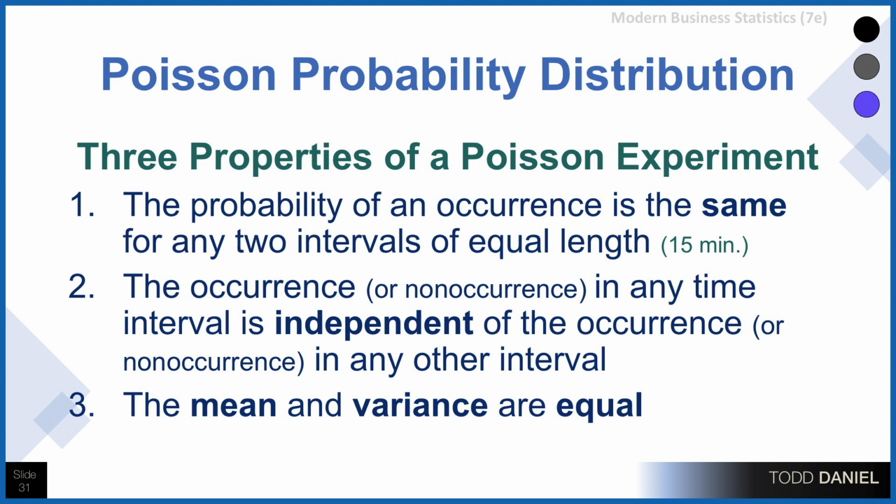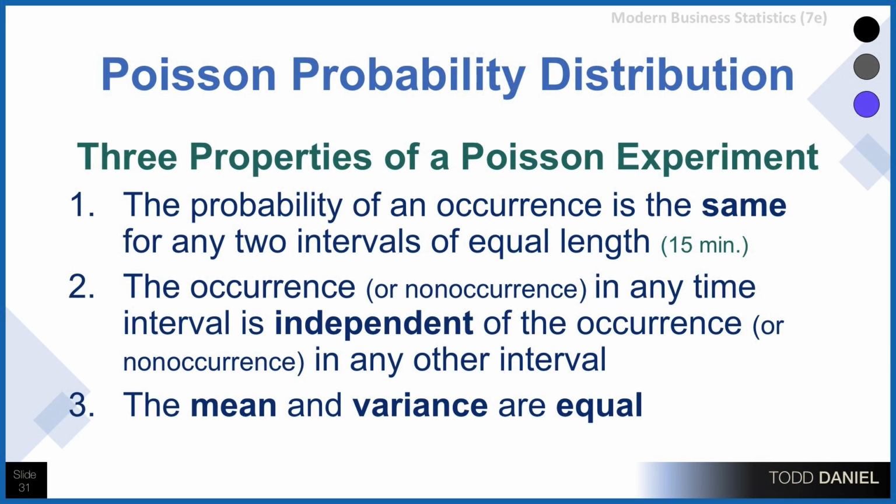3 properties of a Poisson experiment. Number 1, the probability of the occurrence will be the same for any 2 intervals of equal length. So over any 15-minute period, the probability of the occurrence is the same. Number 2, the occurrence, or non-occurrence, in any time interval, or space interval, is independent of the occurrence in any other interval. So again, our independence, that what is happening in one 15-minute time frame is not influencing the following or the preceding. The mean and the variance are equal, which is unique to this Poisson distribution.